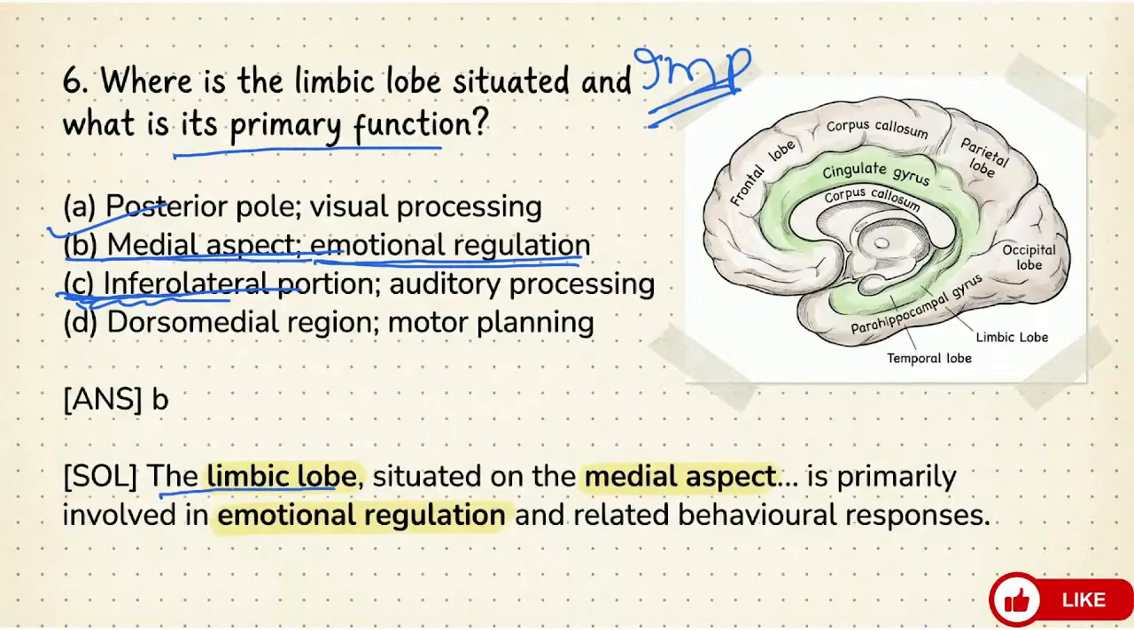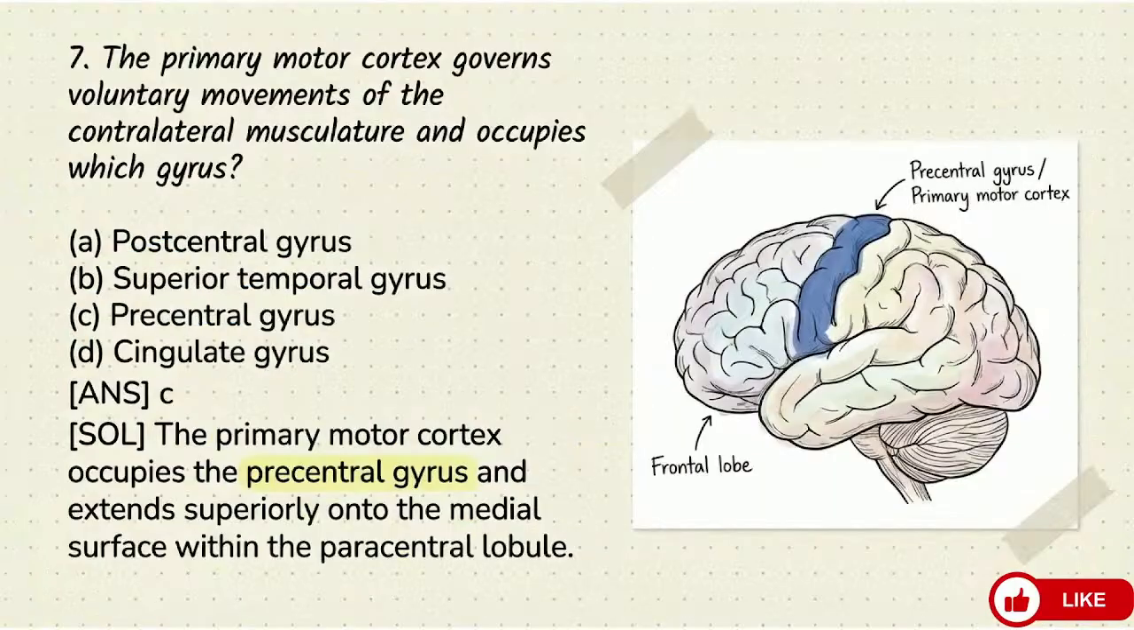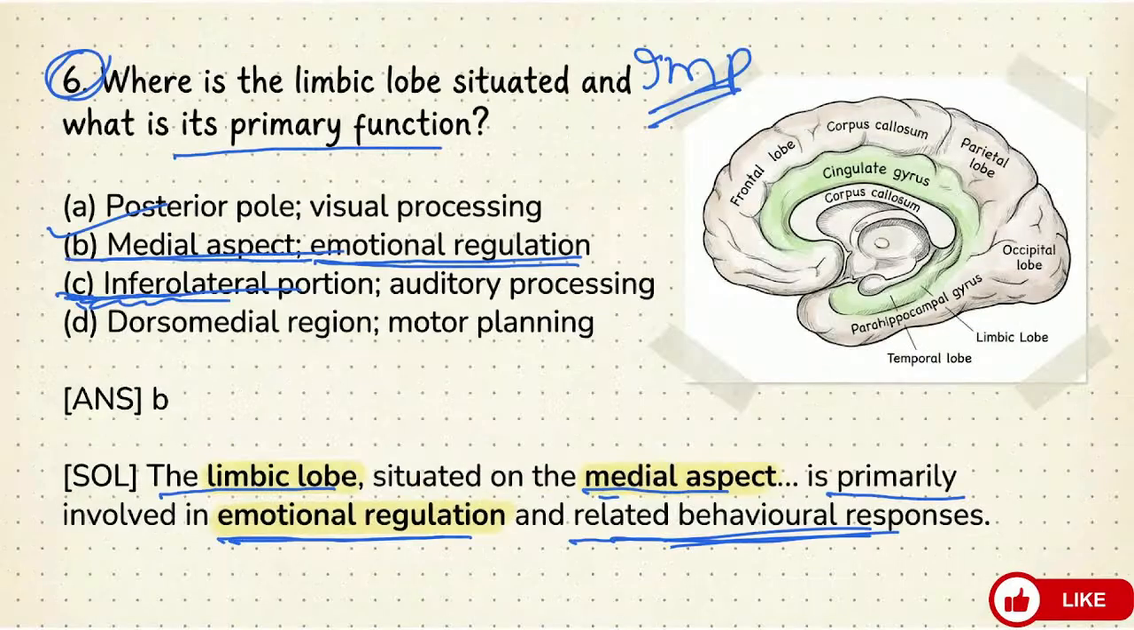The limbic lobe is situated on the medial aspect of the cerebral hemisphere, at the deepest part. It is primarily involved in emotional regulation and related behavioral responses. So this question is very, very important. Your limbic lobe is also called the emotional brain.